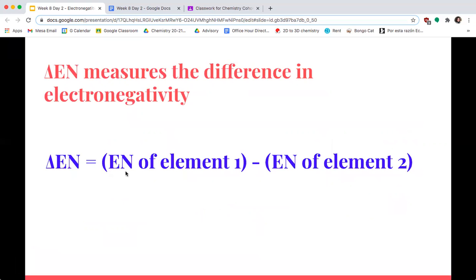Right here, we've got an equation. Delta EN: we're subtracting the electronegativity of element 1 minus the electronegativity of element 2. You probably want to put the electronegativity of the larger one in first. So if it's 3.0 and 1.0, you're not going to do 1.0 minus 3.0. You're going to do 3.0 minus 1.0. You want this number to always be positive, or 0 if it's the same. So you always put the larger number first.